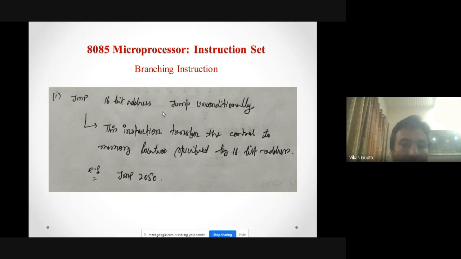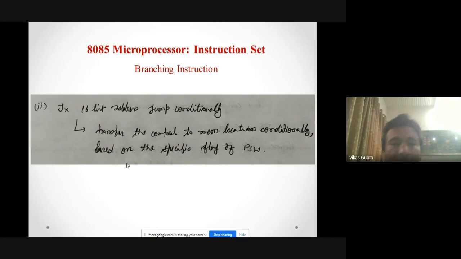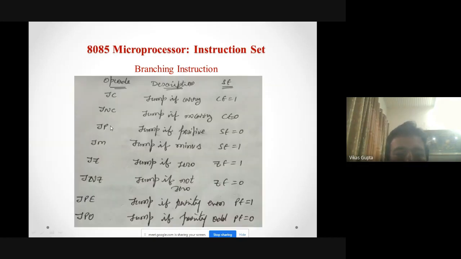And you might have seen while working with the experiments in the COA lab, we have used JNC or JC, jump if not carry. So those kinds of conditions are like JC, jump if carry, jump if not carry, jump if the number is positive, negative, jump if it is 0, jump if it is not 0, jump if the parity is even, jump if the parity is odd. So this is how we are jumping in our program.